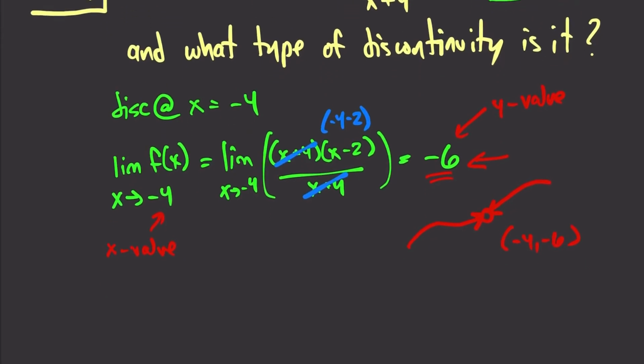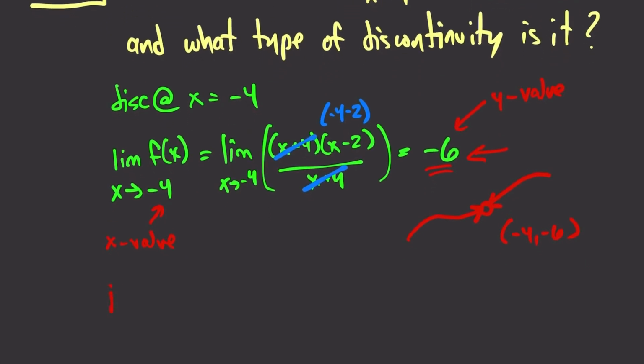So how do we describe this? We say it has point discontinuity, and we're going to describe it by saying there's a hole at negative 4, negative 6. And that's how you answer the question.